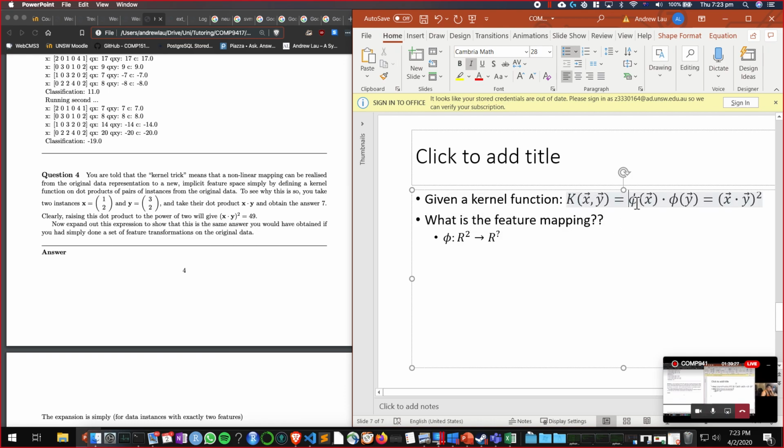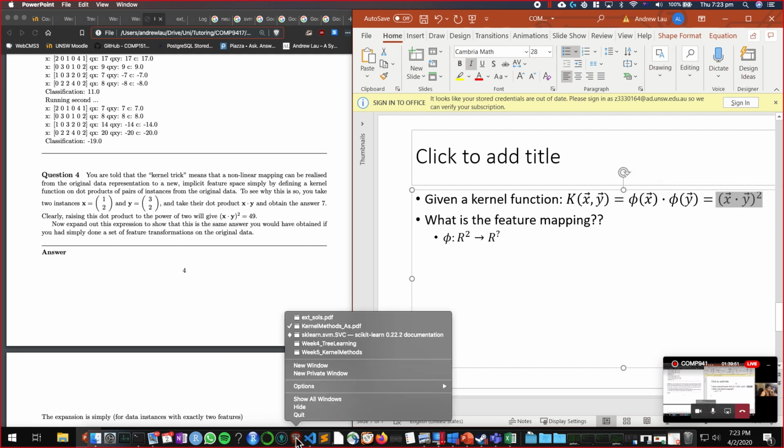There's some feature mapping, phi, which is this guy. We don't know what phi is, but we know what the dot product of two phi's applied to two different vectors is, and we want to back solve. So how do we do this? What you want to do is crack this open, and then see if you can rearrange it and work out what it looks like.